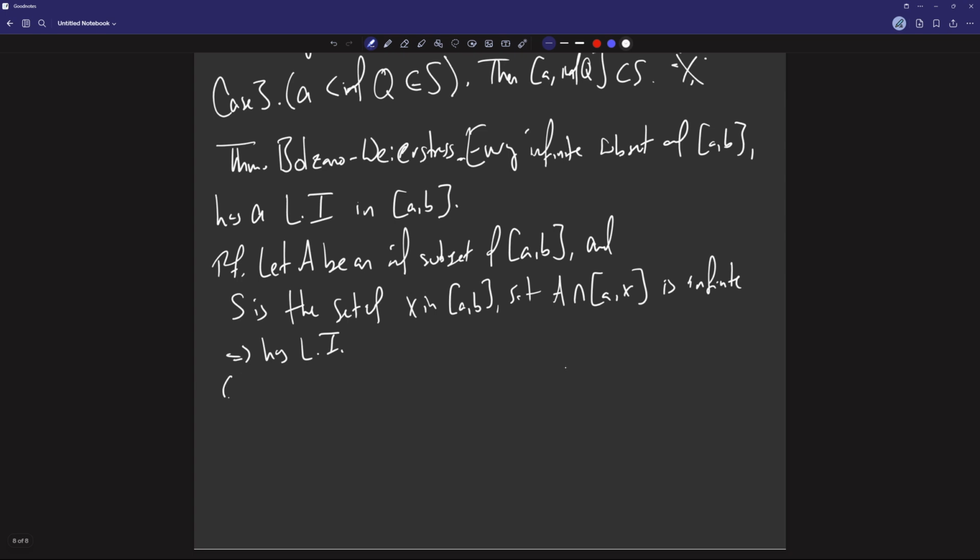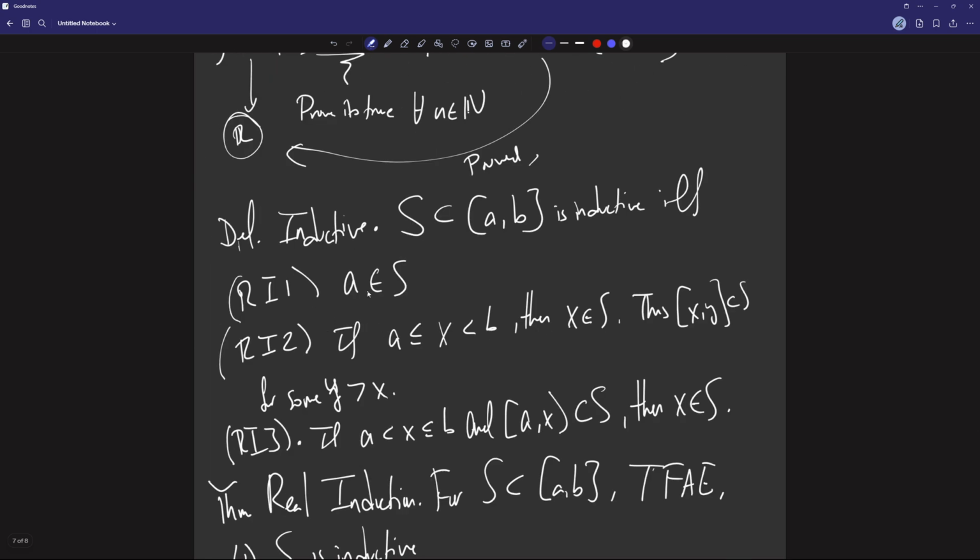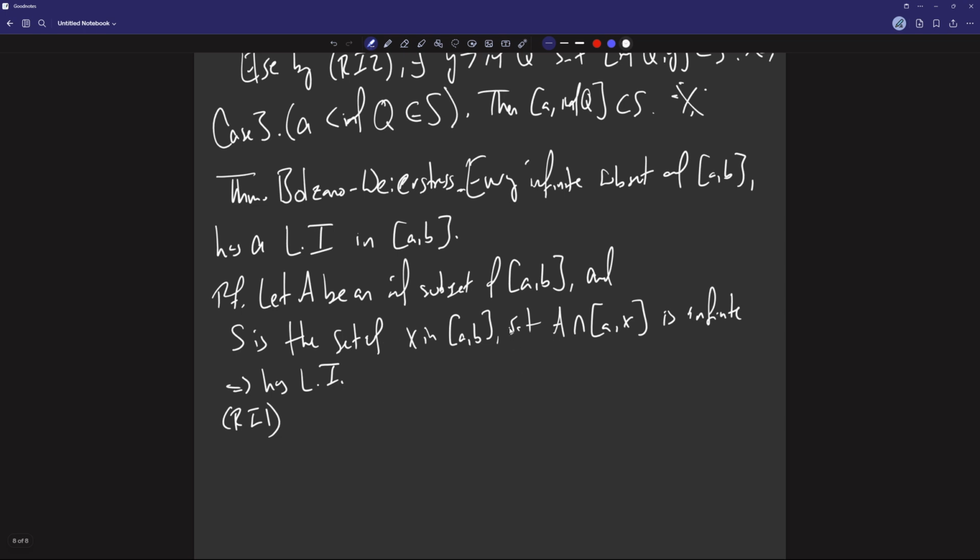So first off, let's go through these axioms themselves. By real induction, step 1, we just have to show that, if we scroll up over here, A itself is going to be contained in S. And that is quite trivial, so that's always going to be given. And our step 2 is, actually we should probably go to step 3 first.